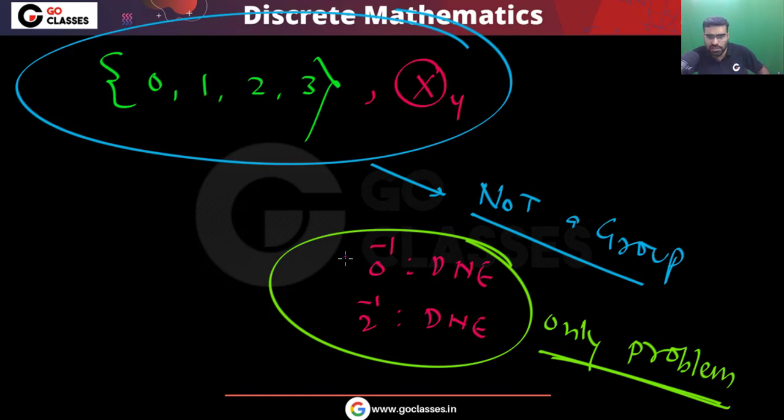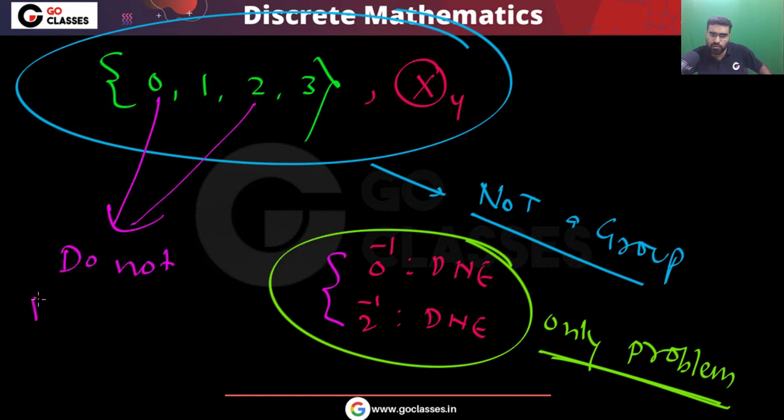So if this is the only issue, these two elements, 0 and 2, do not have inverse. They do not have a multiplicative inverse, or you can simply say that they do not have inverse.